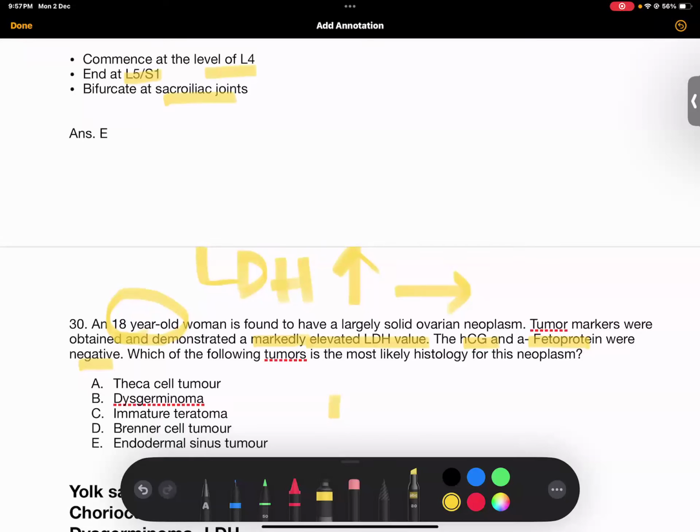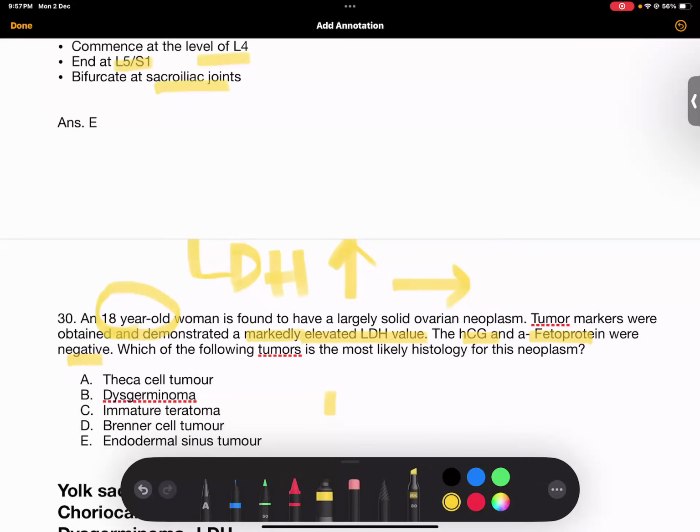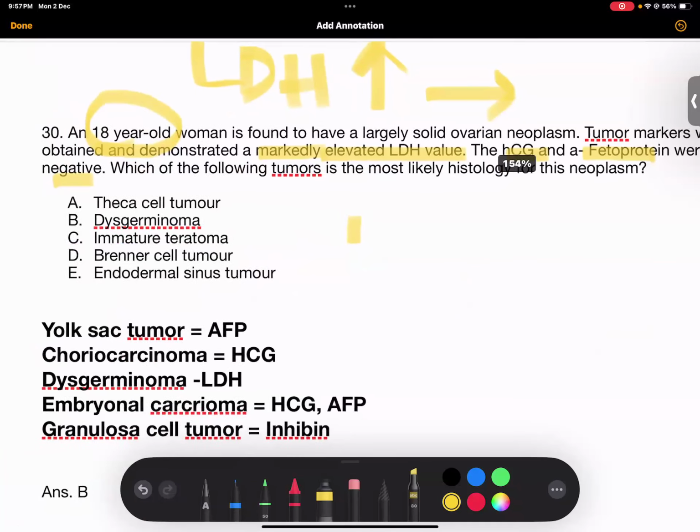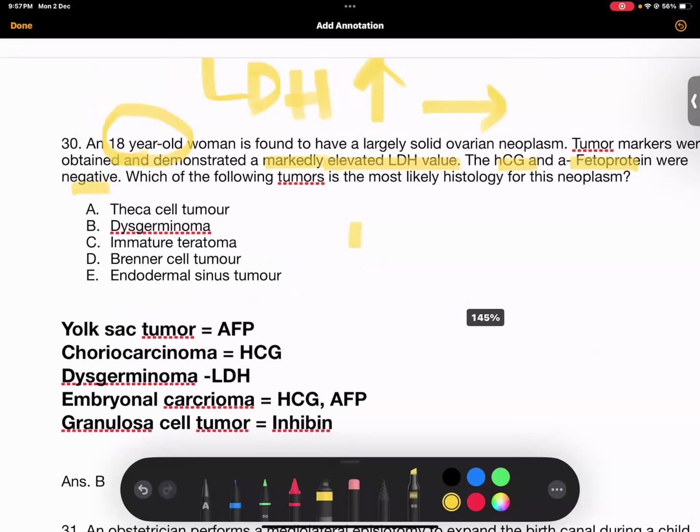Endodermal sinus tumor. Okay. And dysgerminoma. Yes. Basically, LDH is raised in your dysgerminoma. So these five things are important. You just remember these. So your yolk sac tumor, whenever you have this yolk sac tumor, then alpha fetoprotein would be your tumor marker.